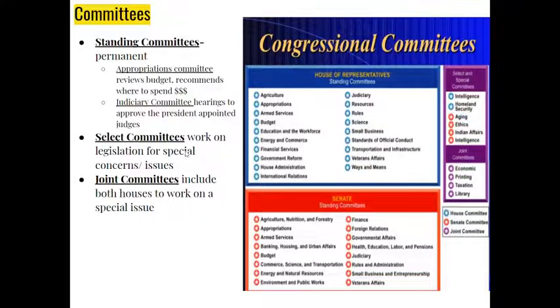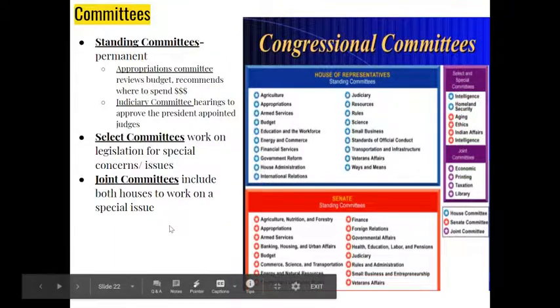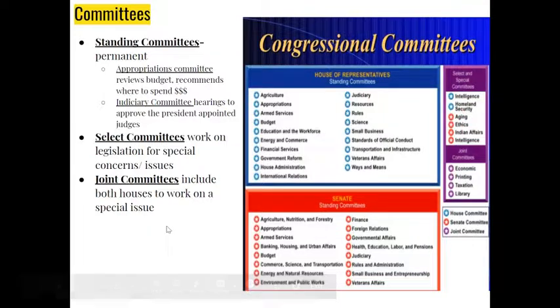A select committee is when something is too big or too special or too all-consuming, or something that doesn't quite fit into one of these standing committees, something special. You're going to have a select committee. That select committee is going to be set up when something doesn't fit or is too big for a standing committee. Joint committees are when something is so massive or so important that it needs to have input from both the House and the Senate. A very special issue indeed.